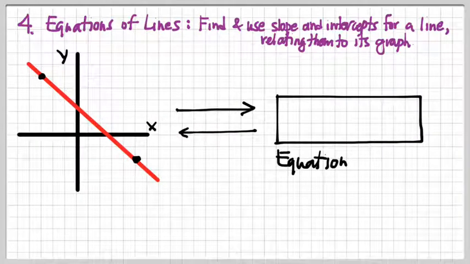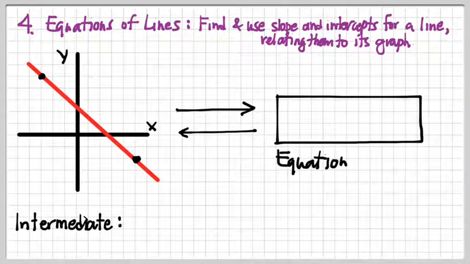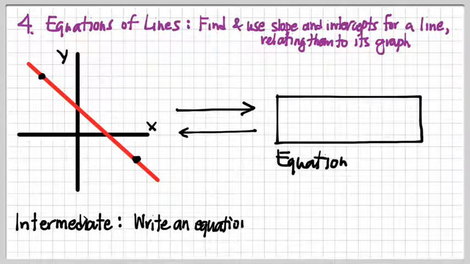And the touchstone, the universal skill in this whole unit is kind of the skill at the intermediate level. So I don't want to talk about this one first. Intermediate. But the intermediate level skill is to be able to write an equation for a line that joins 2 points.